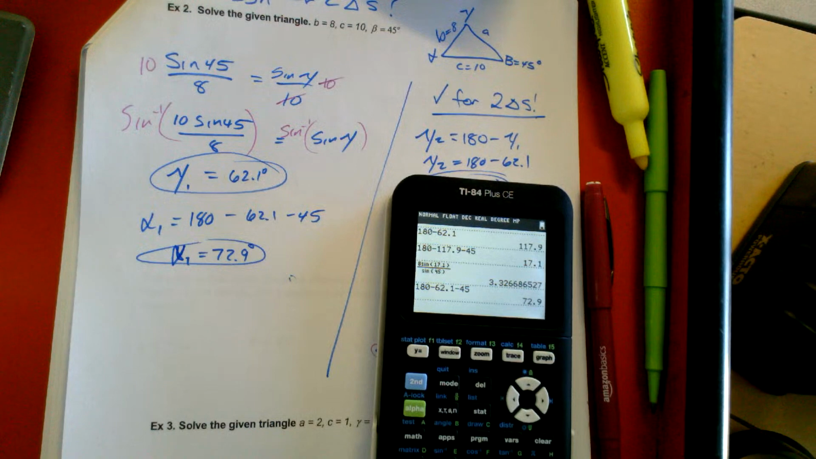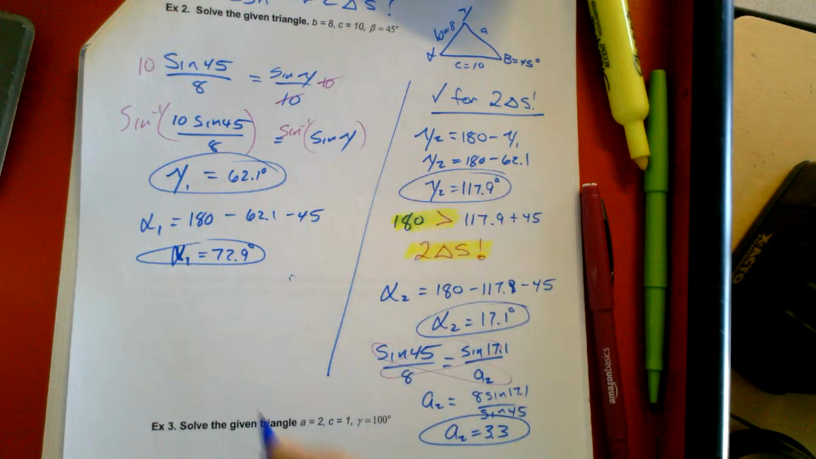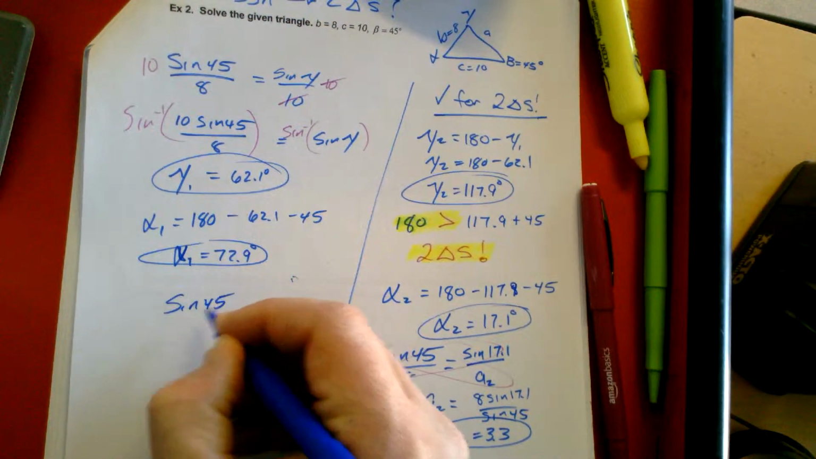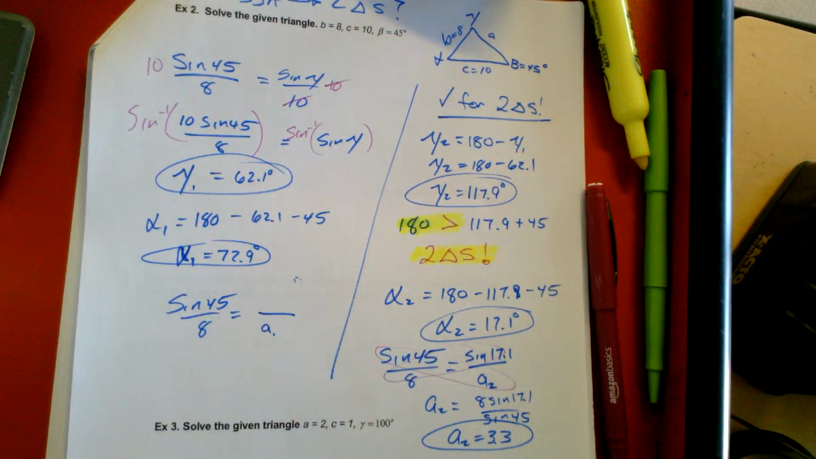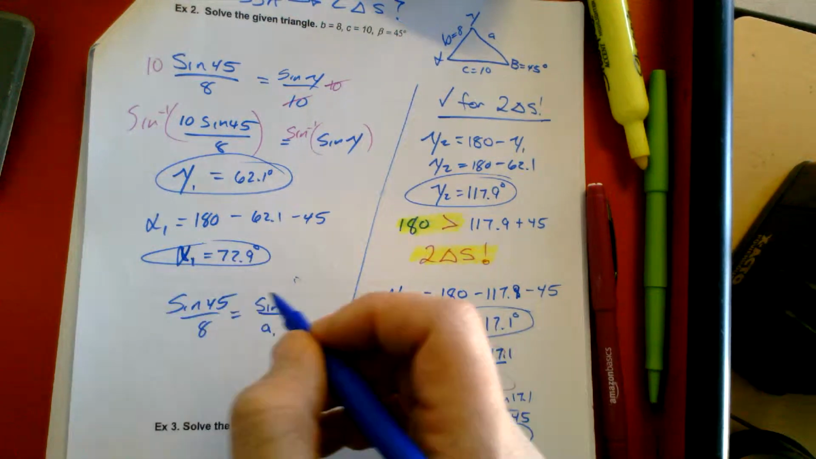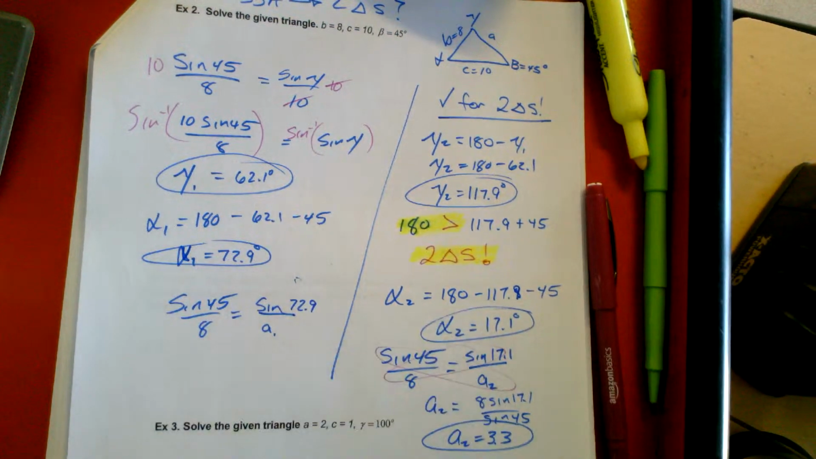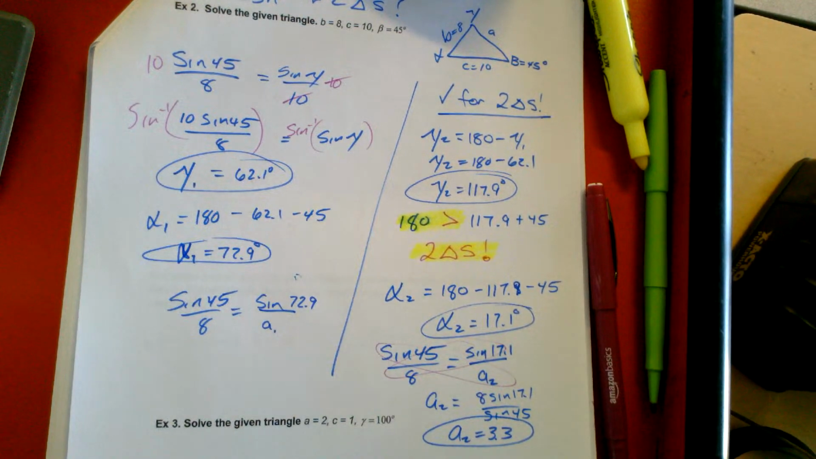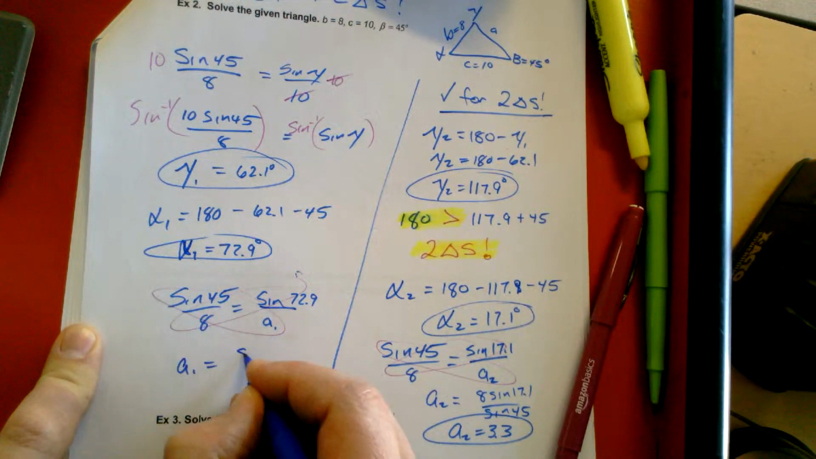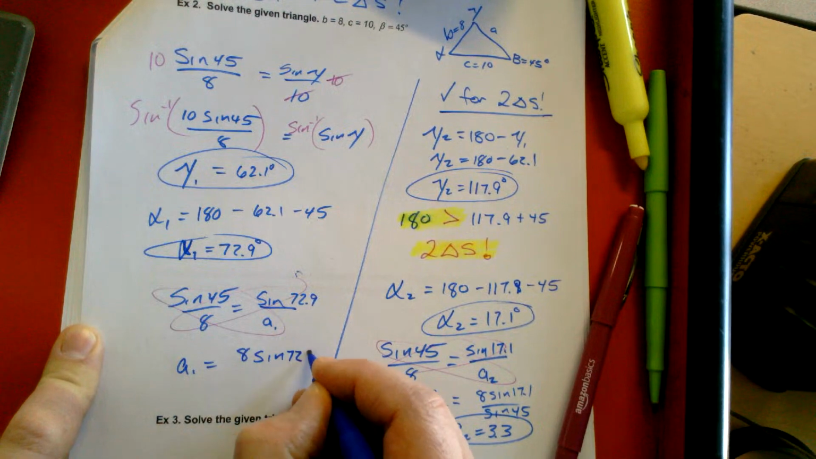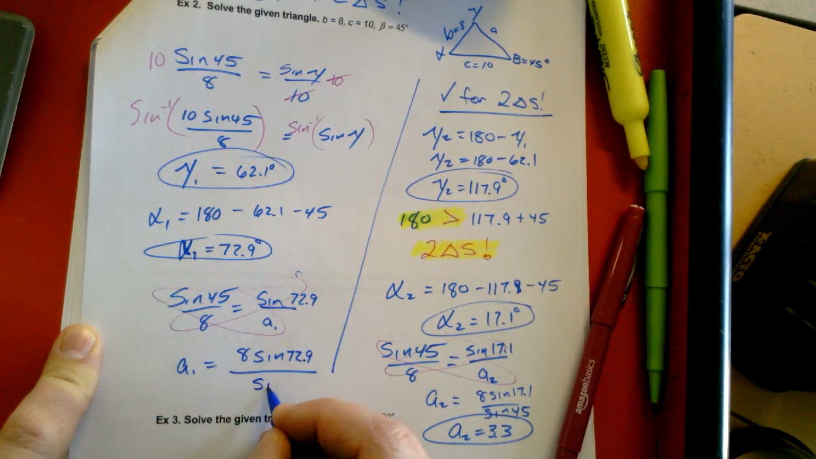Anything else I'm missing? What else do you need? Sal, what's the last thing we need? I've got to find that side again. I've got to find that little a sub 1 again. So I've got the sine of 45 over 8. And now I want to find little a again. Little a is across from alpha sub 1, which is 72.9. When we're finding that side, it's just cross multiply. If you want to jump right to this, 8 sine of 72.9, and you're going to divide over the sine of 45.